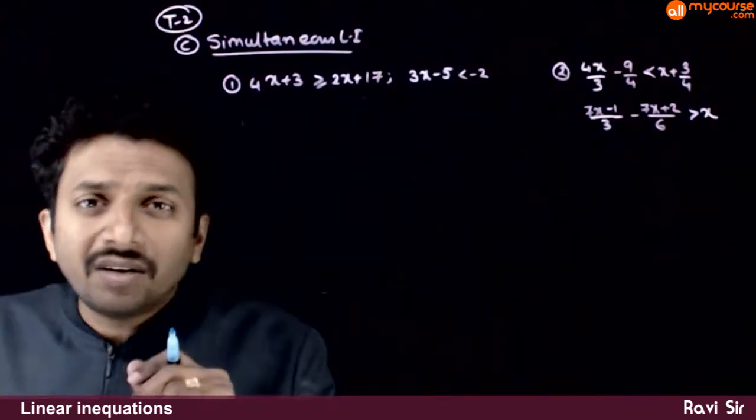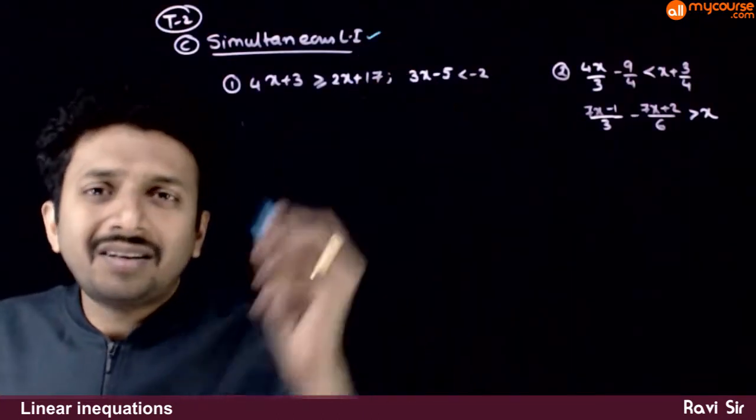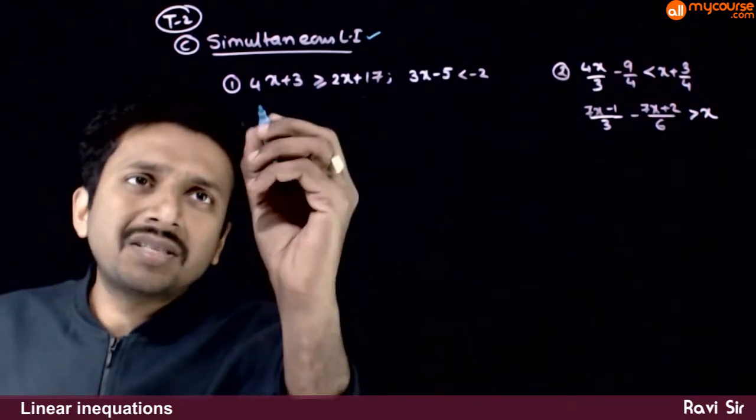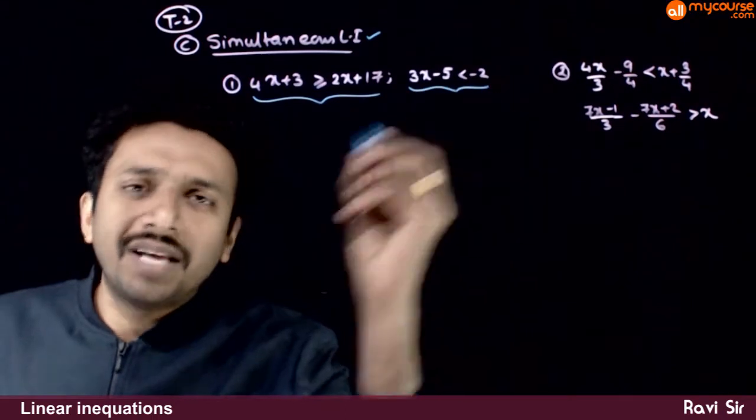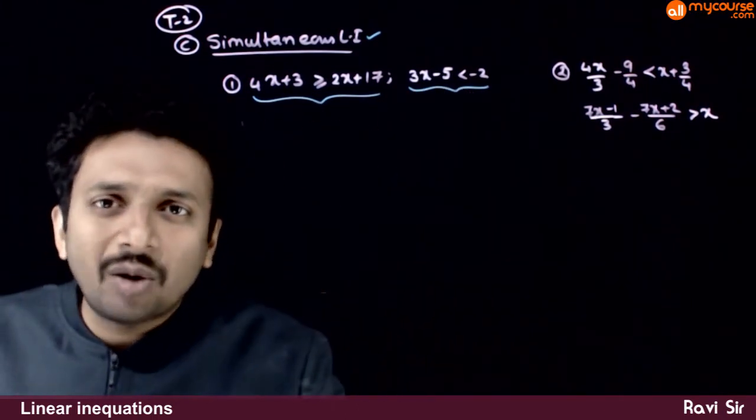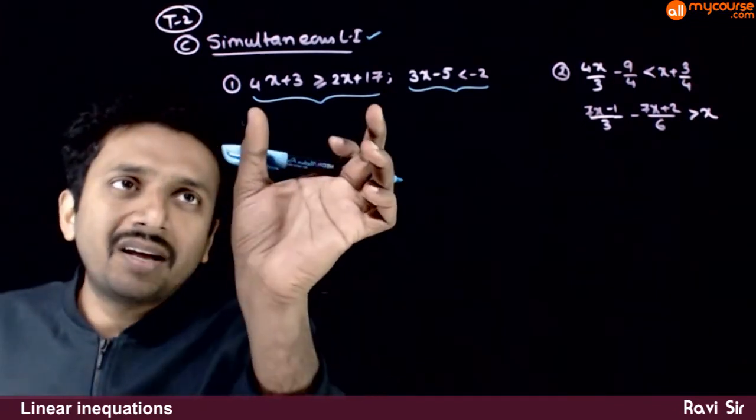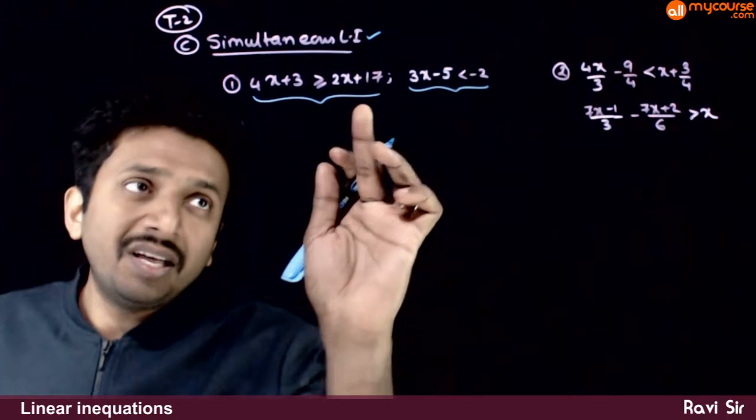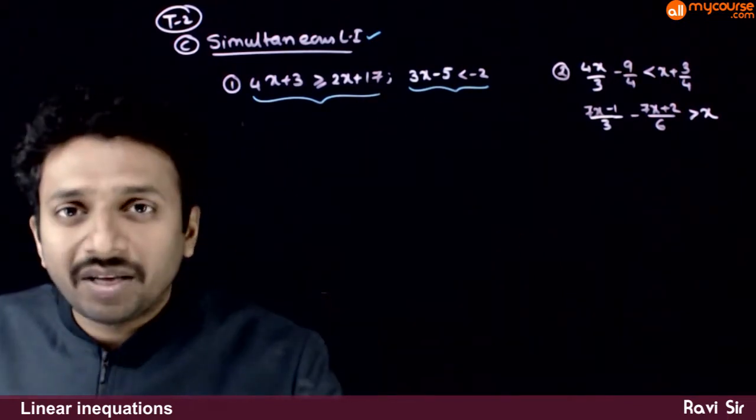So in type 2 itself, the last model is direct simultaneous linear inequations. In this type of questions, you will be given two inequations directly. You just need to solve both of these inequations and get the common solution. Something like 4x plus 3 is greater than or equal to 2x plus 17, and 3x minus 5 is less than minus 2.